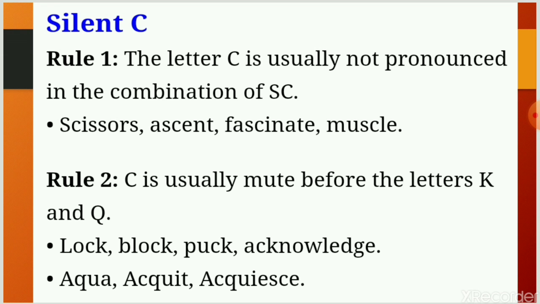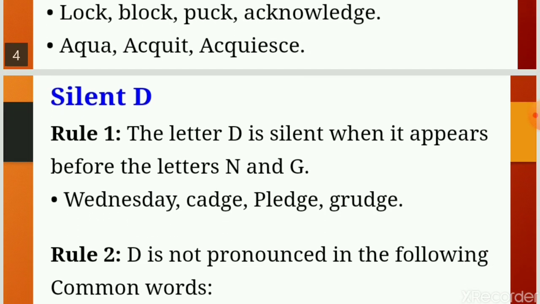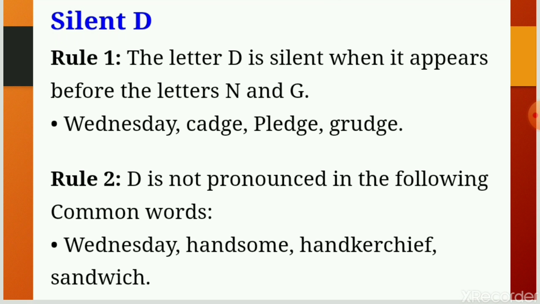Now you can see some examples concerning Q: aqua, acute, and aqueous. These are some rules to understand exactly which letter is silent and what the combinations are. So now we're going to move to the silent D approach. The letter D is silent when it appears before the letter N and G.